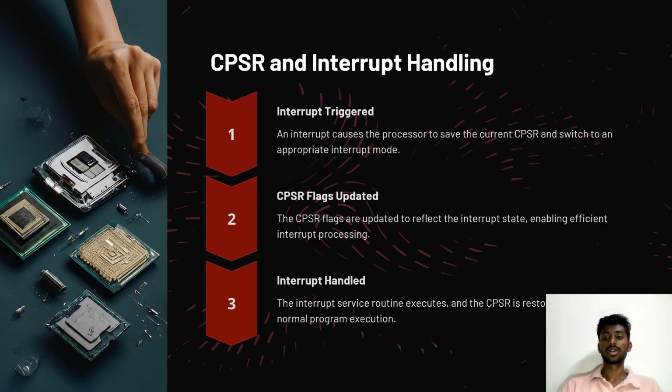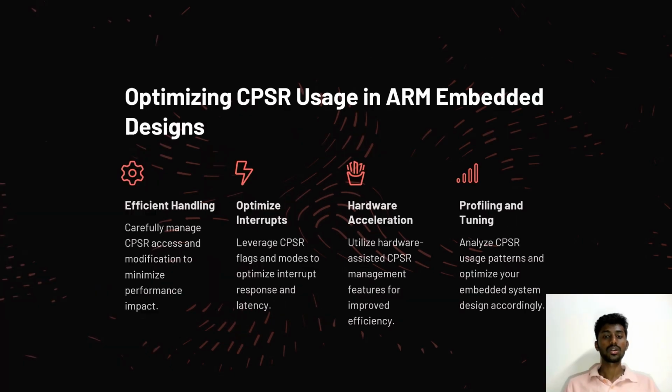CPSR and interrupt handling. Interrupt triggered. An interrupt causes the processor to save current CPSR and switch to an appropriate interrupt mode. CPSR flags updated. The CPSR flags are updated to reflect the interrupt state, enabling efficient interrupt processing. Interrupt handled. The interrupt service routine executes and the CPSR is restored to resume normal program execution.